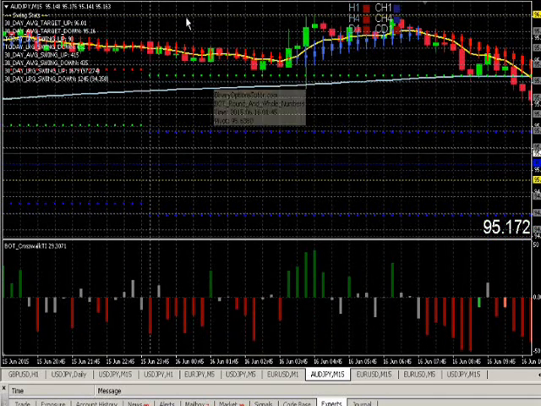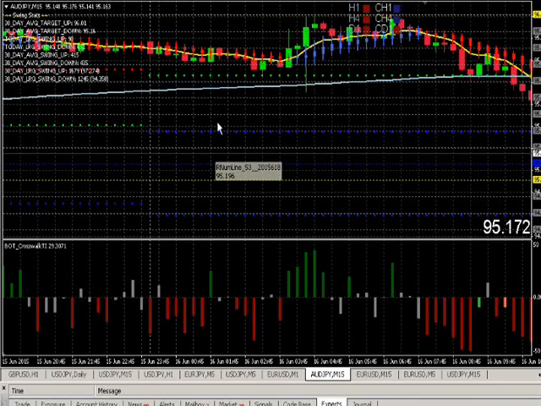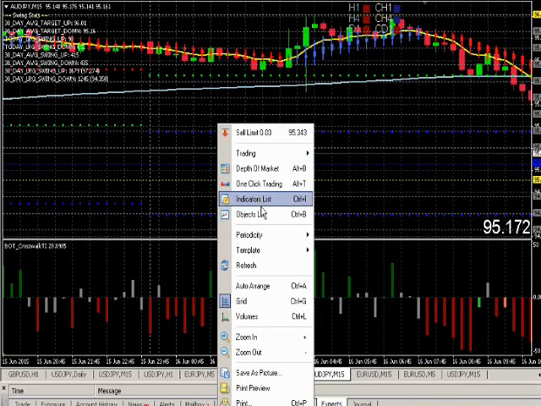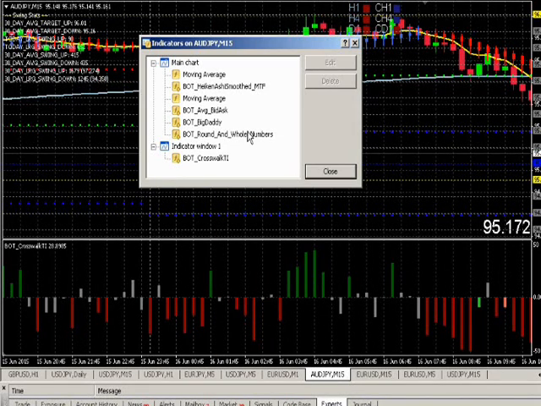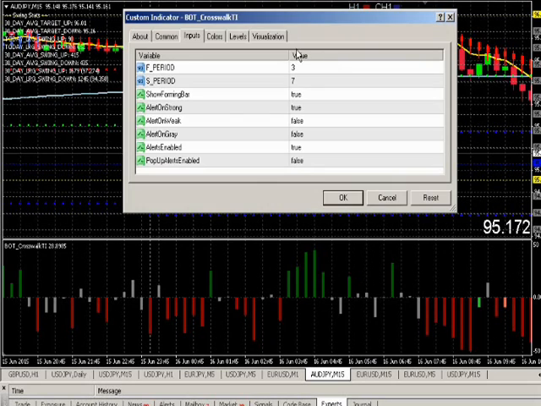But I'm really talking outside of the scope of what I wanted to cover. I just wanted to do a little bit more talk about the crosswalk indicator, explaining it and how to use it. I want to talk about the settings inside of the crosswalk also right quick.